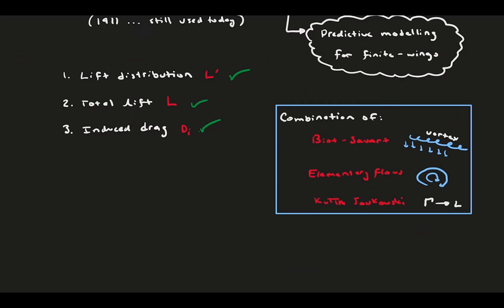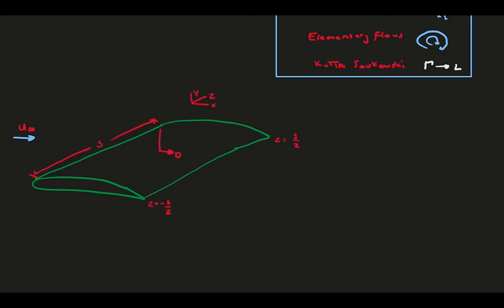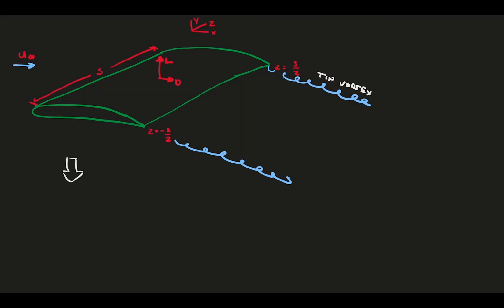Say you have a finite wing in a flow field using a Cartesian coordinate system. The wingspan is s, and the span goes from minus s over 2 to s over 2. It produces lift and drag, and at the wing tips you have vortices. Prandtl's idea here was to remove the surface entirely. We can model the tip vortices as a semi-infinite line vortex.